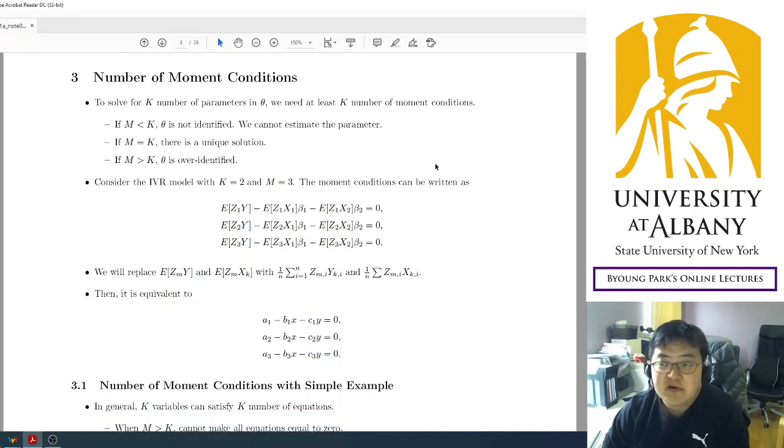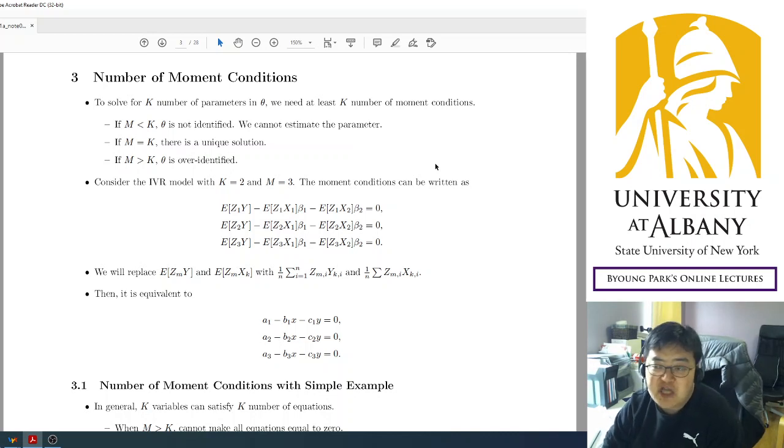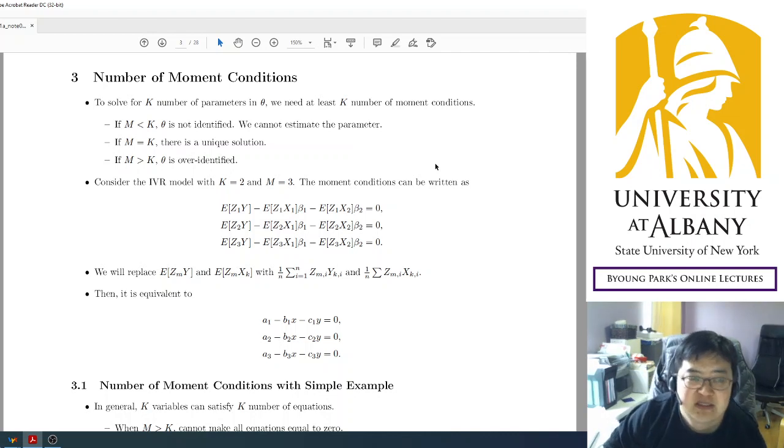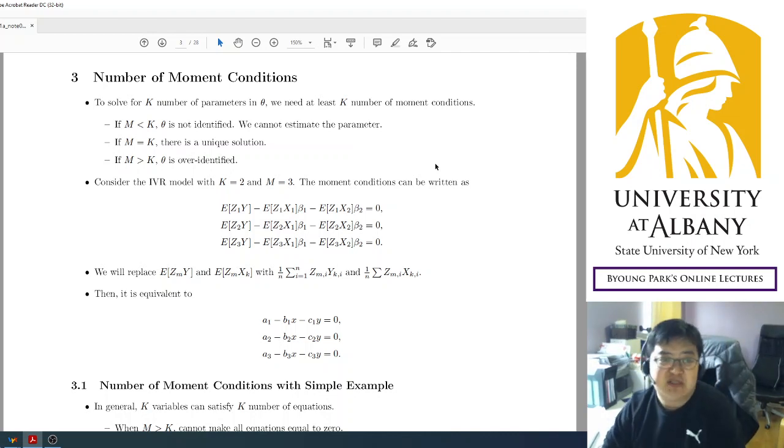Hello. The first topic we have to think about when we consider the GMM estimation method is the number of moment conditions. Simply speaking, it is related to the over-identification we discussed in the previous chapter on the IV regression model. Over-identification happens when the number of instruments is greater than the number of endogenous variables, then you have more than enough information.